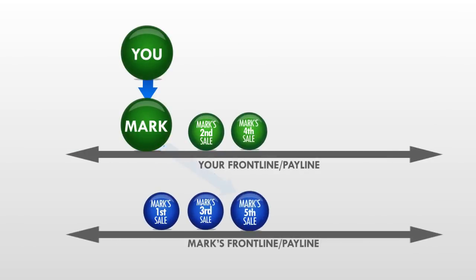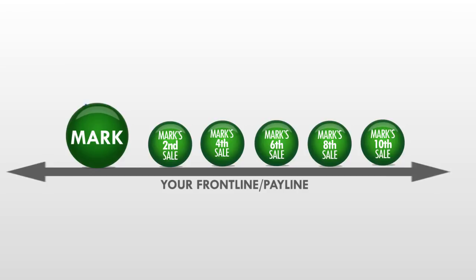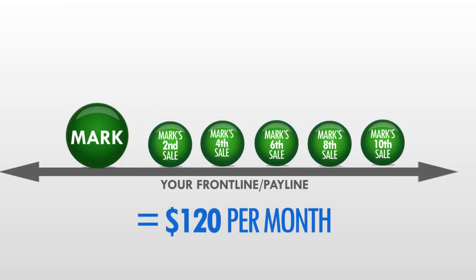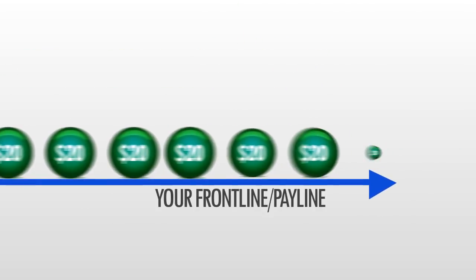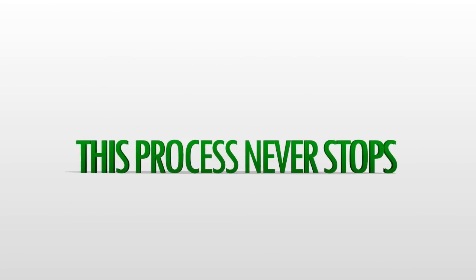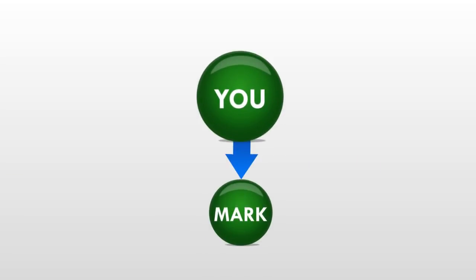Suppose all you did was just refer one person. Let's call this person Mark. As Mark starts making sales, his even numbered sales all roll to your pay line. In other words, his second, fourth, sixth, eighth, and tenth sale all roll up to your pay line. And you're making $20 a month on all of them. Take a look at what just happened. You just had five new sales roll up to your pay line thanks to Mark. You'll now be receiving every other sale from these five new people. These five can turn into 25, and those 25 can turn into 125, and this process never stops, creating an infinite earning potential, which can all start simply by you referring just one person.